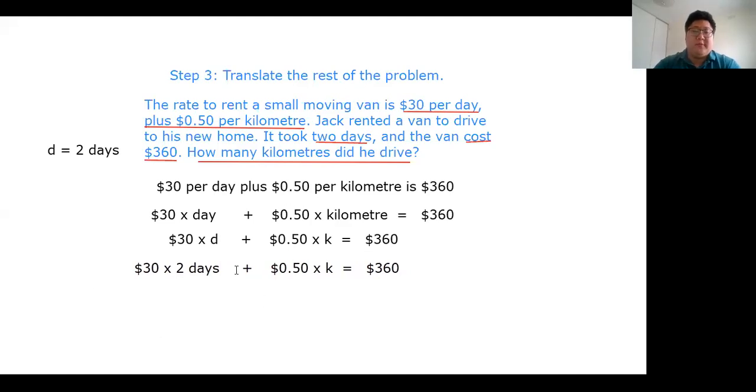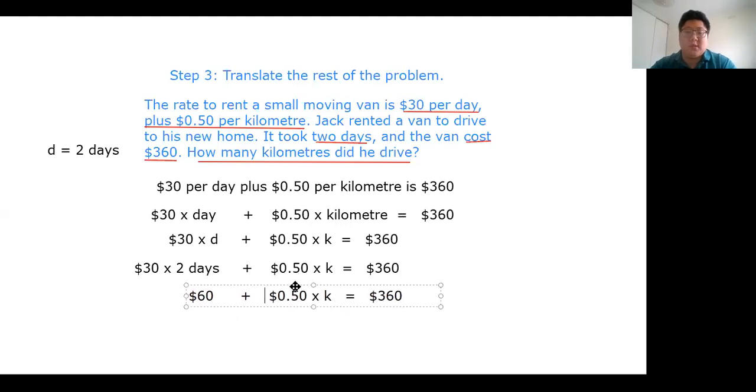And now we're going to evaluate that. So 30 times 2 is going to give us $60. And we're going to plus, and we'll leave everything else there, because that's all we're doing right now. You always want to take it one step at a time. If you try to do too many steps at once, you're going to lose track, you're going to forget, and bad things are going to happen.